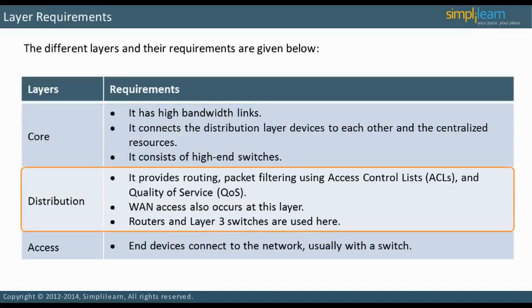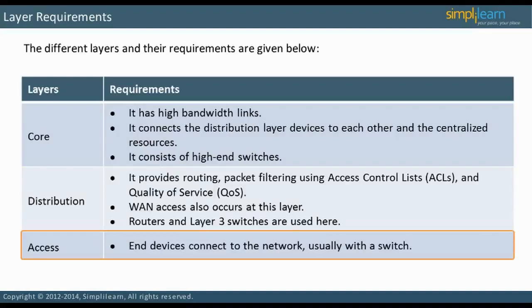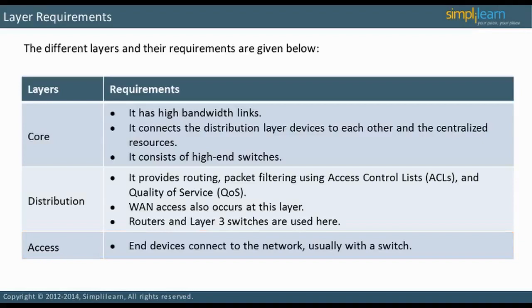The distribution layer provides routing, packet filtering using access control lists, ACLs, and quality of service, QoS. Wide area network, WAN, access also occurs at this layer. Routers and Layer 3 switches are used here. The access layer is where end devices connect to the network, usually with a switch. Let us focus on an important Layer 1 and 2 technology, that is Ethernet, in the following slide.